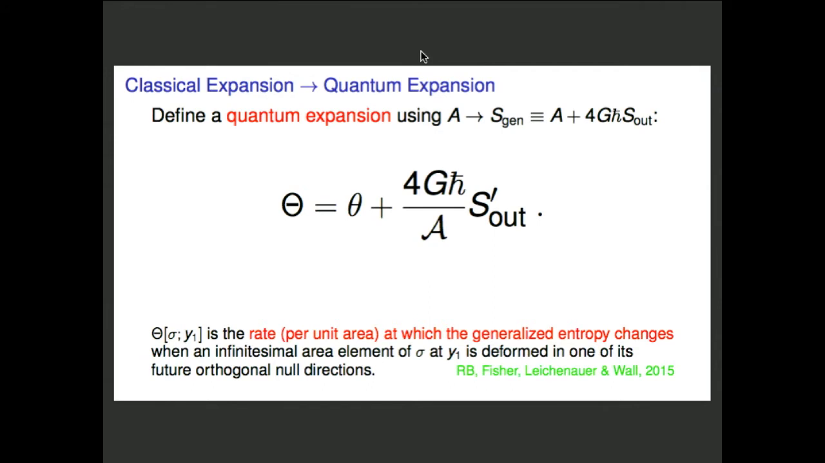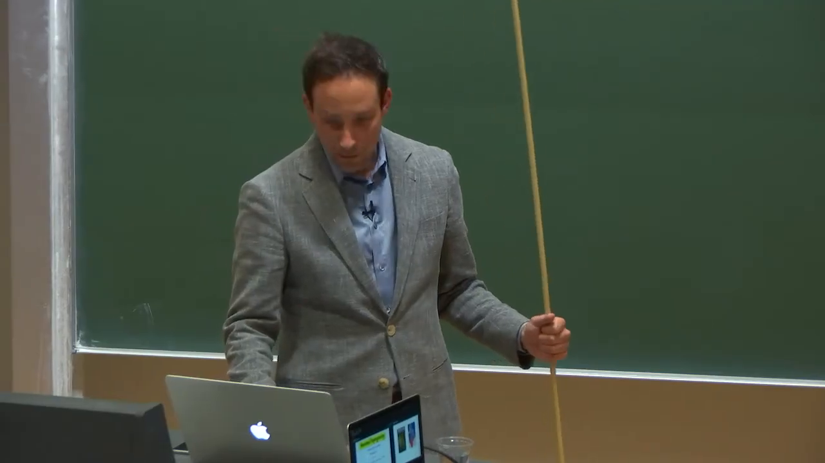And so what you get is, of course, the classical expansion plus this quantum correction. Curly A is the size of this cross-sectional area along which we're deforming, which in the end always gets taken to 0. And this is the derivative of the exterior entropy with respect to the deformation parameter. So that's a quantum expansion.